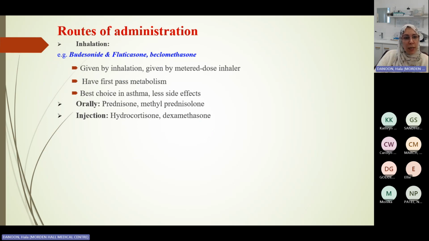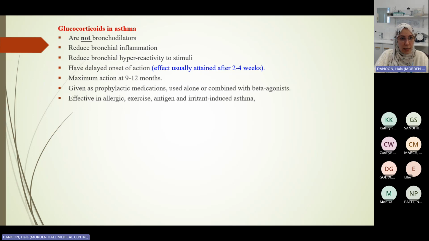It can be used through inhalation, like budesonide, fluticasone, beclomethasone. These are your main inhaled steroids that we give through inhalation. They have first pass metabolism because they still go into the blood. If they don't go to the localized area, whatever is absorbed goes through first pass metabolism. It's the best choice in asthma because it has fewer side effects. We give it orally, like prednisolone or methylprednisolone, when there is an acute exacerbation of asthma. We can also give it as an injection, hydrocortisone or dexamethasone, depending on the severity of the asthma attack.